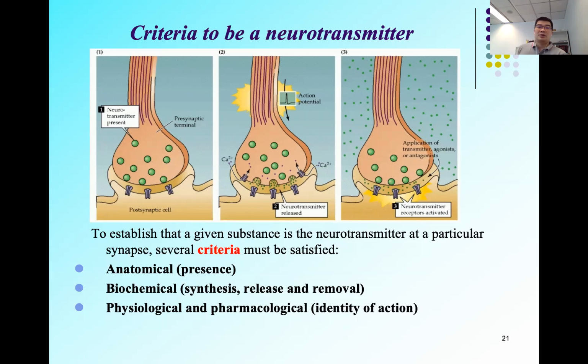For example, the release of acetylcholine at the neuromuscular junction will lead to the contraction of the muscle. That's the action. And some chemicals can also mimic the effect. This is the so-called pharmacological. And any chemicals that modulate the neurotransmitter.